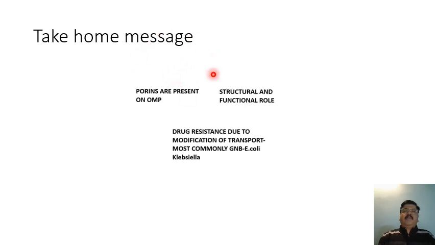So the take home message for this presentation is that porins are present on outer membrane proteins, and these help in regulation of transport of molecules. The structural and functional role of porins is very important, which will maintain the structural integrity, maintaining the ionic balance in the interior and exterior of the bacteria. And most important, as far as the medical field is concerned, is drug resistance due to modification of the transport. Most commonly in gram-negative bacilli like E. coli and Klebsiella.